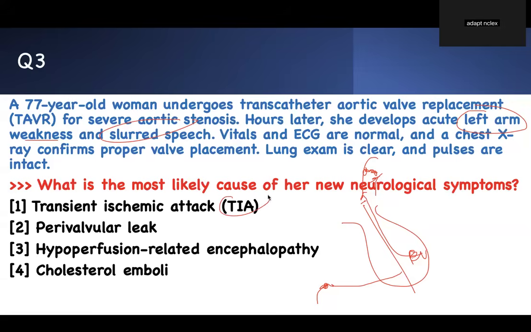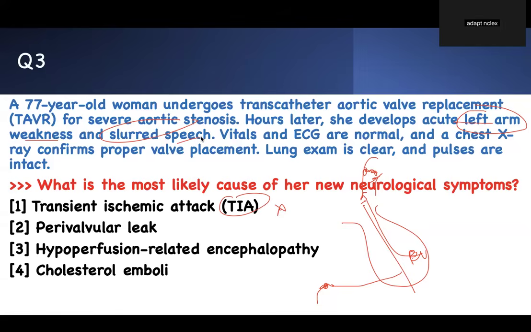Transient ischemic attack is acute onset. It's like having a stroke, but it's not. It resolves within a minute. Very short. It's a warning sign. It cannot be this, right? The patient has what? Left arm weakness and slurred speech. There's nothing in the question telling you this was resolved.